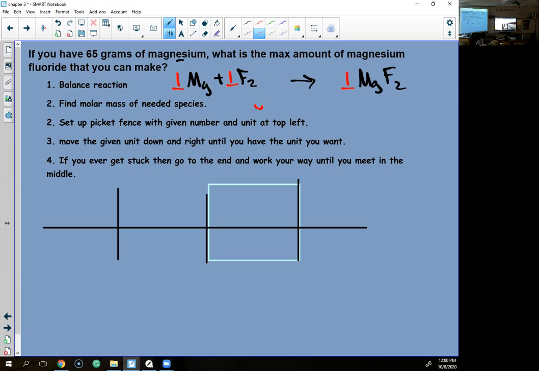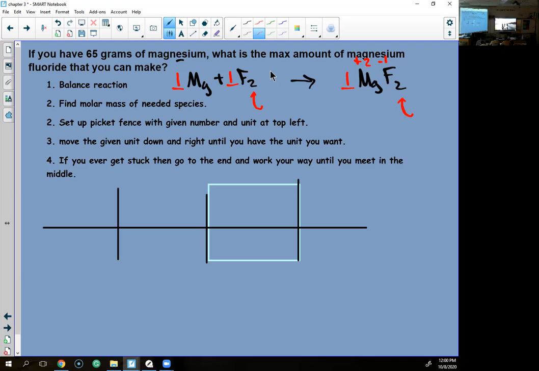Now, can someone tell me why this 2 is there? Yes, it's diatomic. Can someone else tell me why this 2 is there? Because I need 2 fluorides to offset that. They're not there for the same reason. They're there for extremely different reasons. So make sure you understand chemistry.